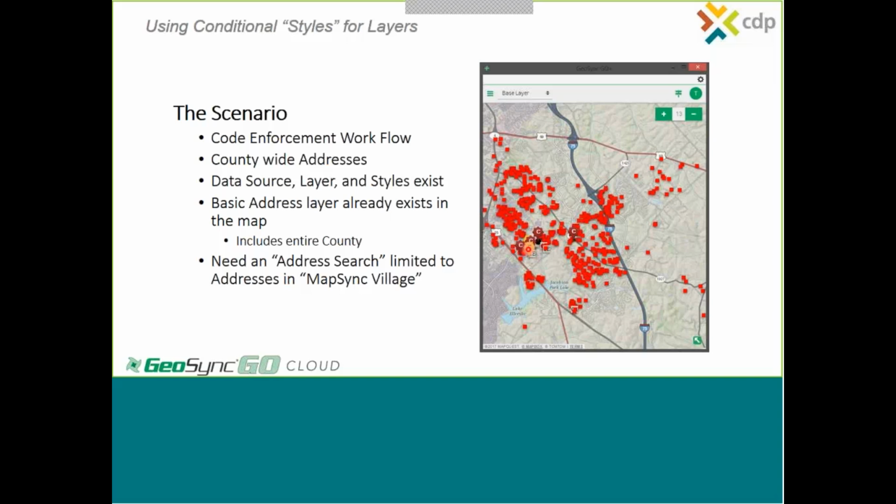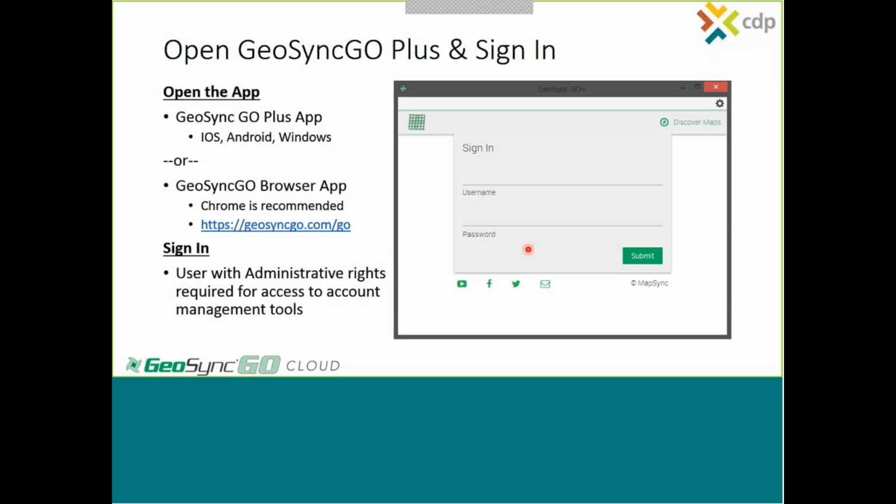features. In order to do that, we need to use the management tools of GeoSyncGO Plus, basically the account information, the account tools. So obviously you have to open the app to get started. Just as a reminder, there's two ways to do that. You can use the GeoSyncGO installed app on iOS, Android, or Windows devices, laptops, computers, tablets, phones.